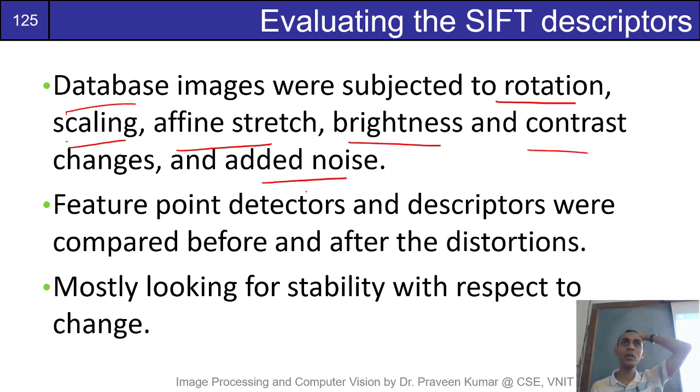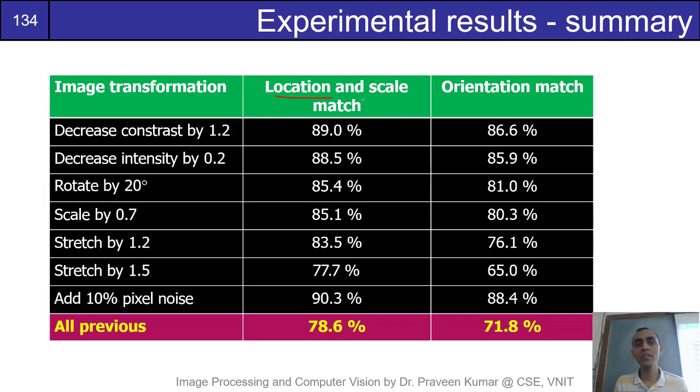They introduced all kinds of perturbations to the images, and then they detected the features, and the descriptors were compared before and after the distortions, and they tried to look for the stability with respect to these changes after location. And on this side we can see the different types of transformations that were introduced. Contrast was increased by some factor, rotation was done by a certain degree, scaling, stretching, and noise. So after doing all those transformations, what was the stability of our location and detection of the key points, and then matching the key points with respect to orientation.